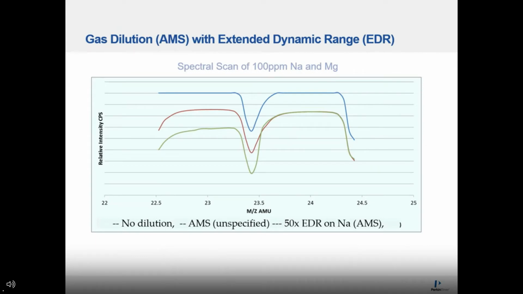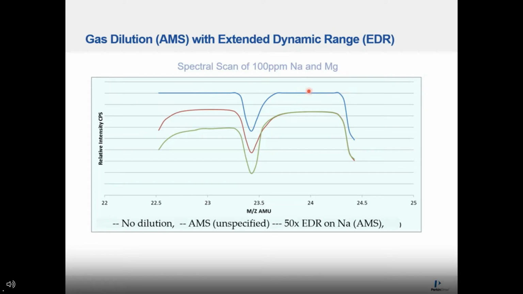Using the AMS and the EDR, or extended dynamic range, together offers great flexibility in the analysis of seawaters. You can see in this image we have a scan of 100 ppm of sodium and magnesium. The blue signals are without any dilutions. Signals are saturated for both sodium and magnesium.